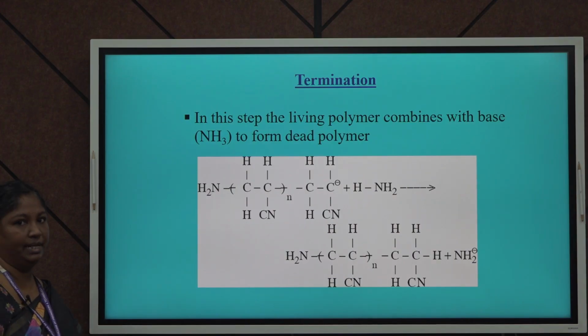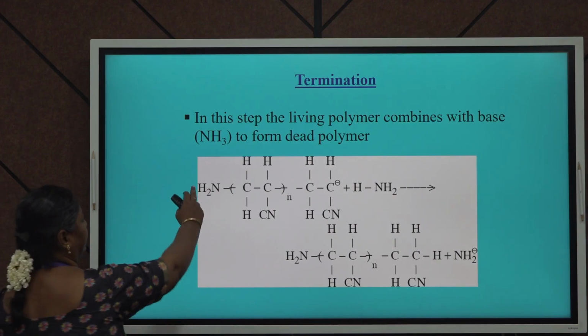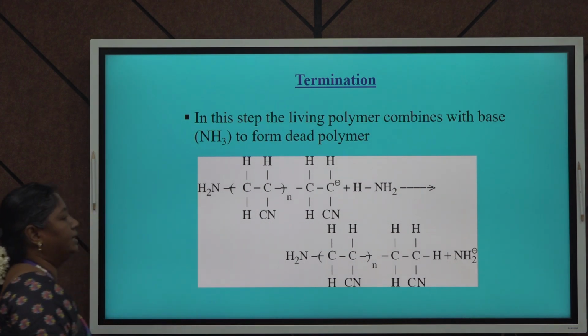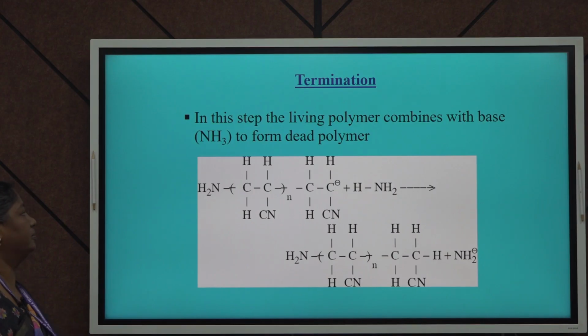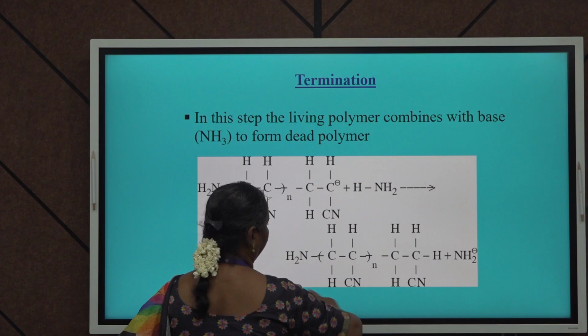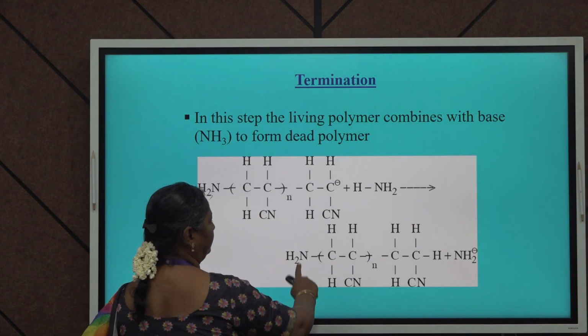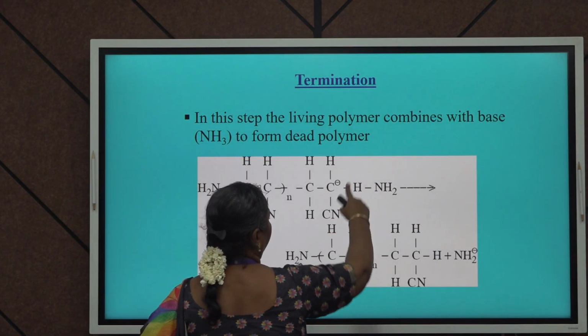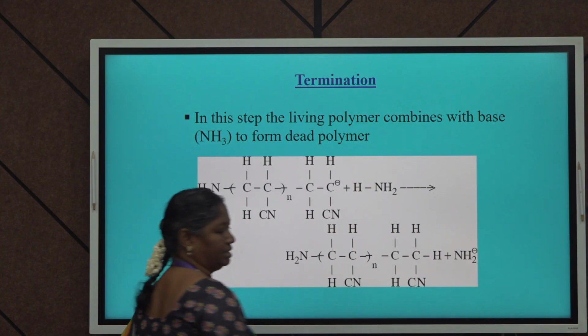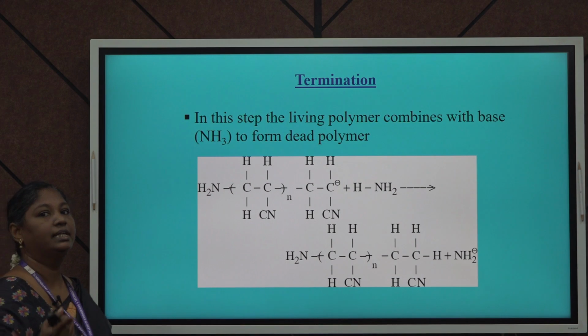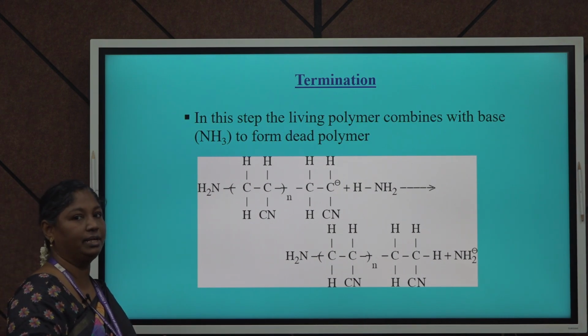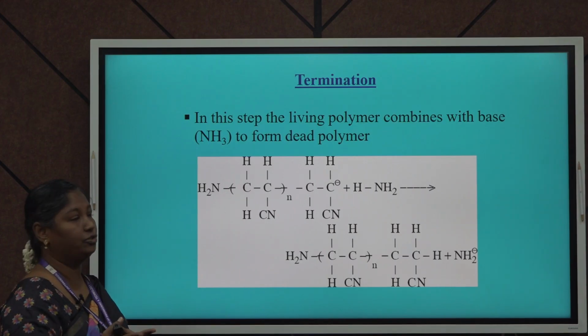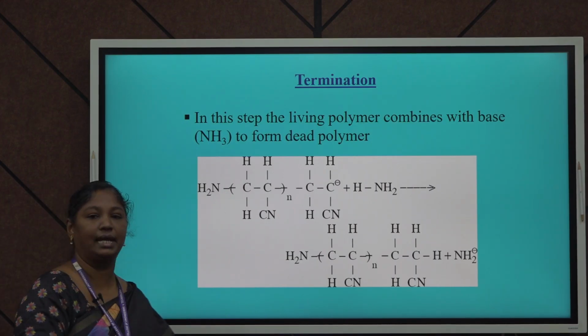The last is the termination. So, in termination we have to remove the NH2 group as NH3. So, we will be adding another ammonia to remove it. So, in this step the living polymer combines with the base ammonia to form a dead polymer. So, this is the dead polymer we are getting, and here this NH2 group will be present in the compound itself. So, the H plus ion will be gained from another ammonia to form a saturated polymer. So, in the cationic mechanism we will get the unsaturated polymer, in the free radical mechanism we will get saturated and unsaturated, whereas in the anionic mechanism we will get the saturated polymer.